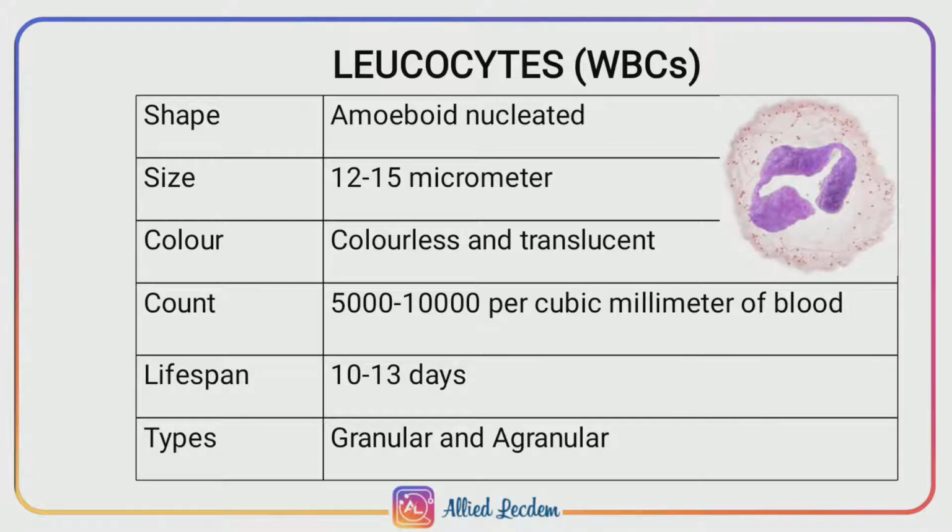Lifespan of WBCs is about 10 to 13 days, and they are mainly produced by bone marrow. Based on the staining property, they are further classified into two, that is granular leukocytes and agranular leukocytes. Granular leukocytes are otherwise known as granulocytes, which contain granules in their cytoplasm. Agranular leukocytes, which are also known as agranulocytes, are without granules in their cytoplasm.